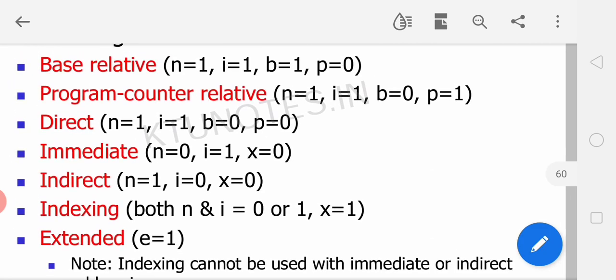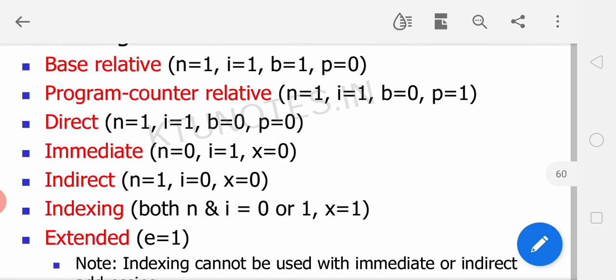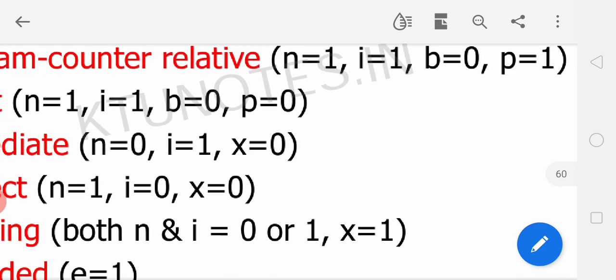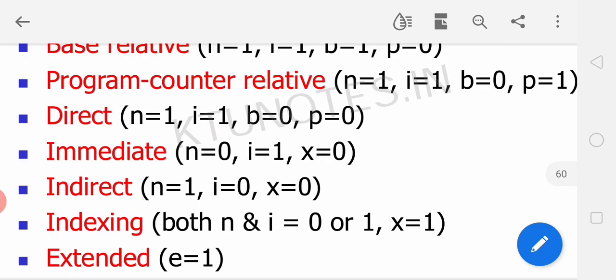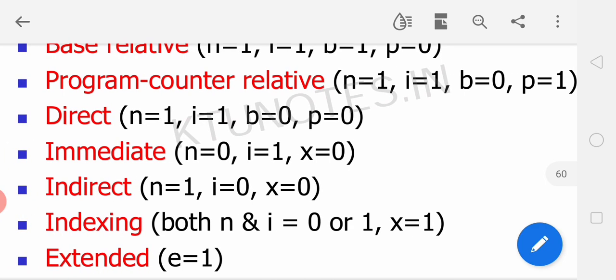Then what about direct? In direct addressing mode, b and p are set to 0, because b stands for base relative and p stands for program counter. n and i are always 1. So that is all about direct.